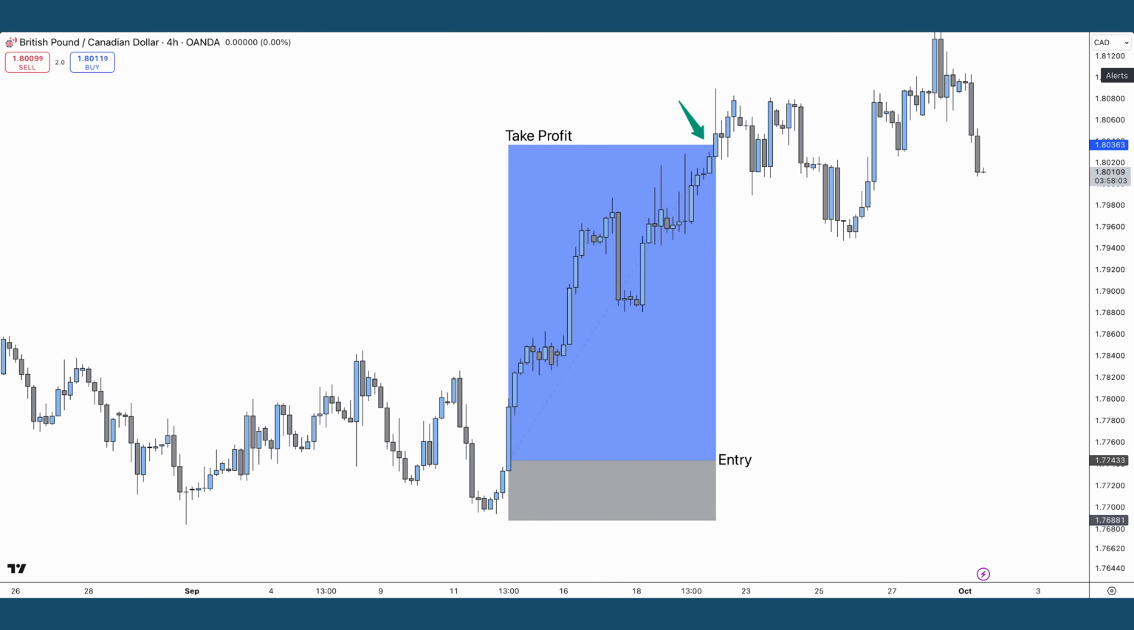So in this class, I'm going to teach you a bunch of different ways that you can take profit so that you can maximize the profits you make on your positions and get better results in your trading. There are 3 ways that we can take profit on a trade.